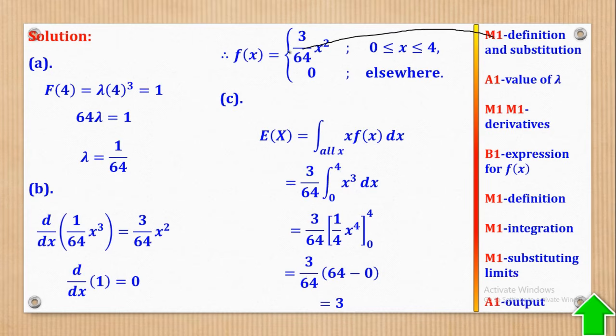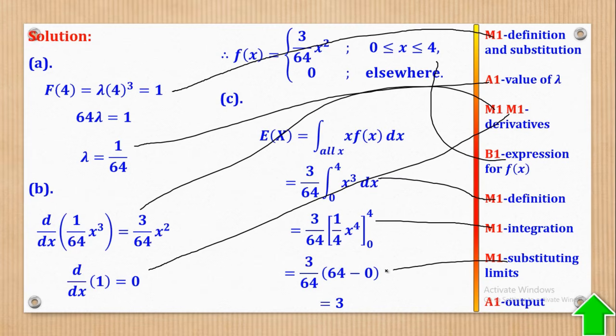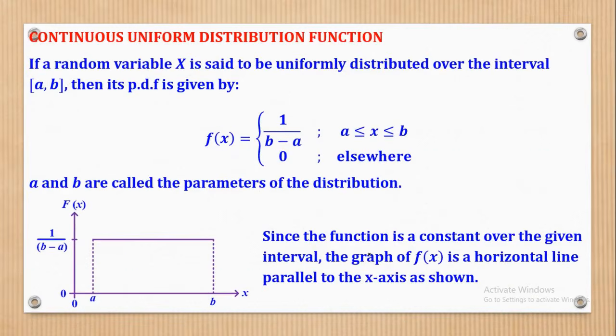M1 for substitution, A1 for value of lambda, M1 for this first derivative, another one for this other derivative, B1 for stating the expression, M1 for definition, M1 for integration, M1 for substitution, A1 for output. So that has been continuous CDF. Now we are going to go to the last part of this video, which is continuous uniform distribution function.